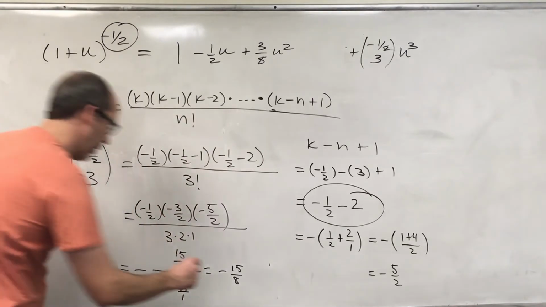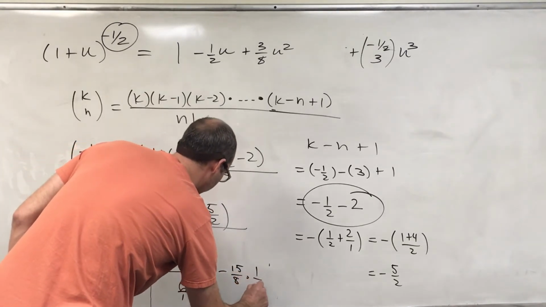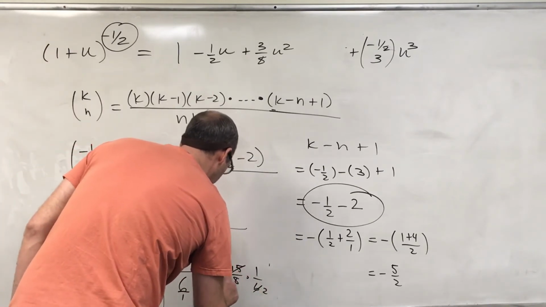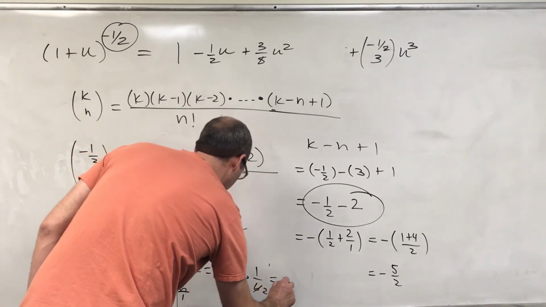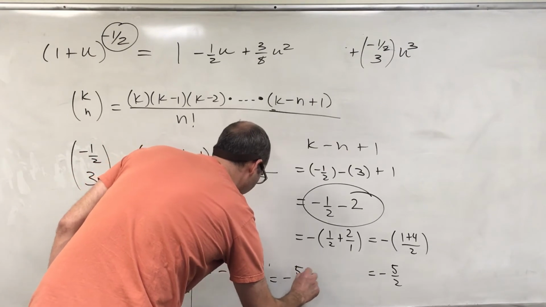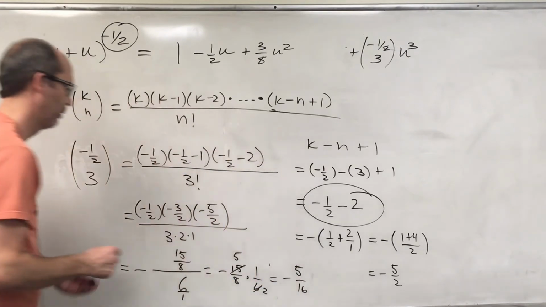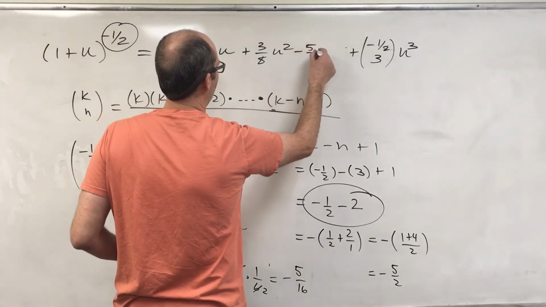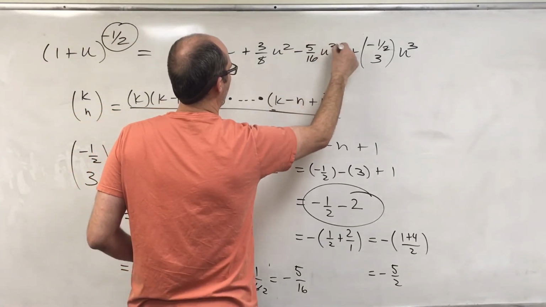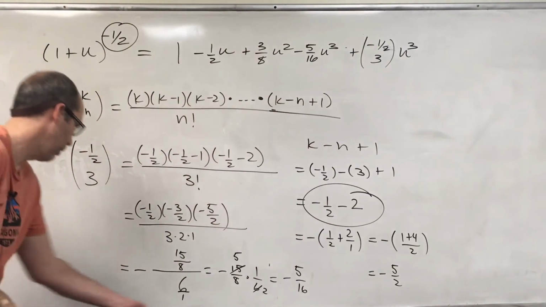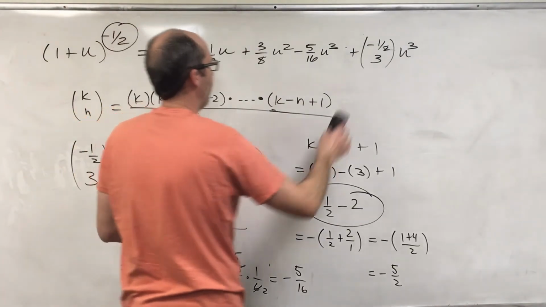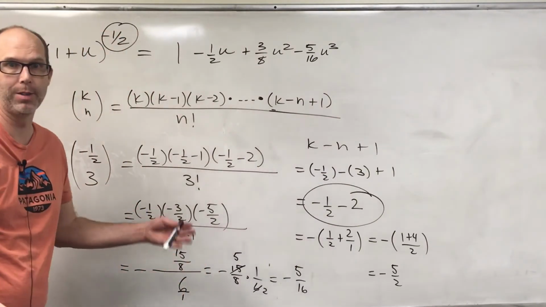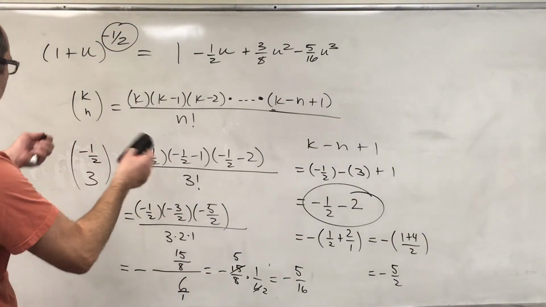Flip it up again. Times 1 over 6. Let's see, 3 goes into there 2 times, 3 goes into there 5 times. So we get negative 5/16. So here we have negative 5/16 u cubed. All right. Now you may notice that this right here is very similar to one of the problems in the homework. You might stop it right here, find that problem, see if you can do that problem.